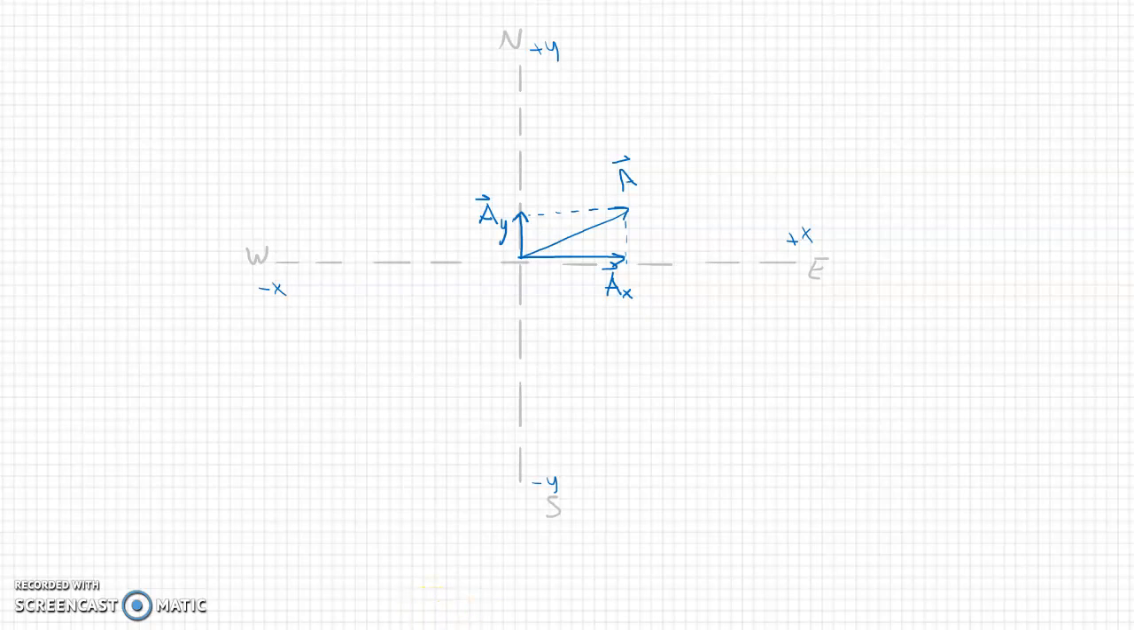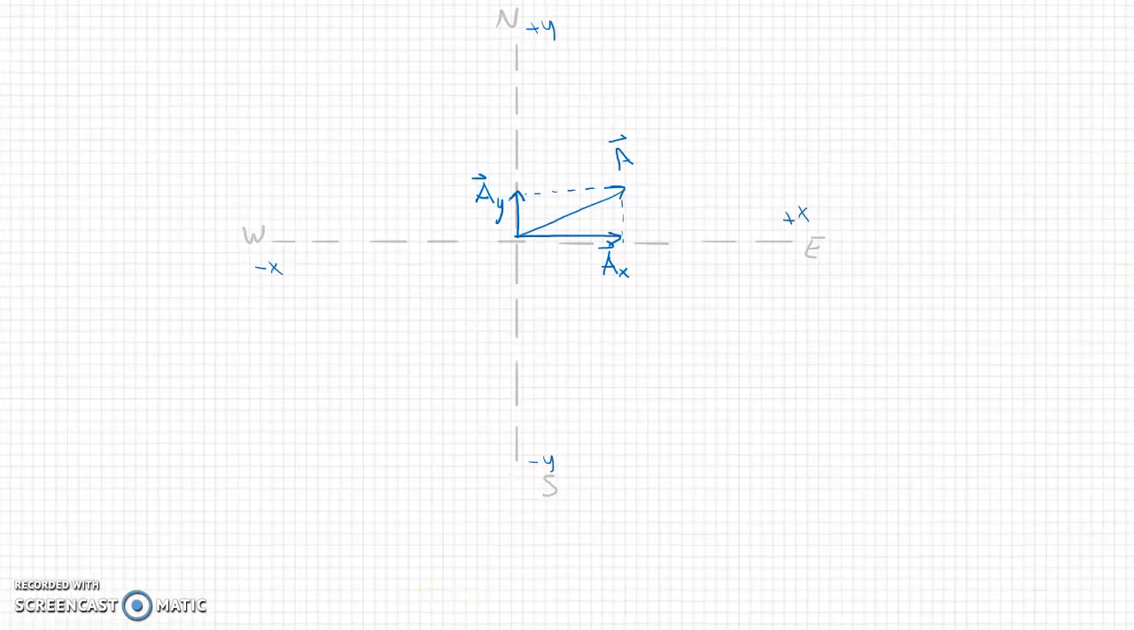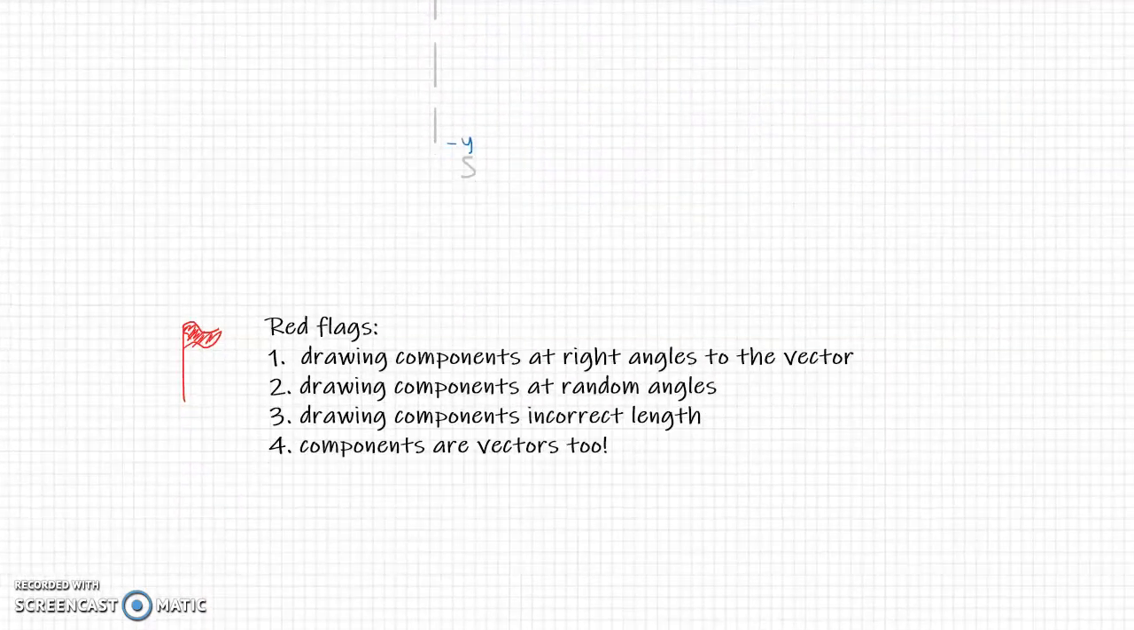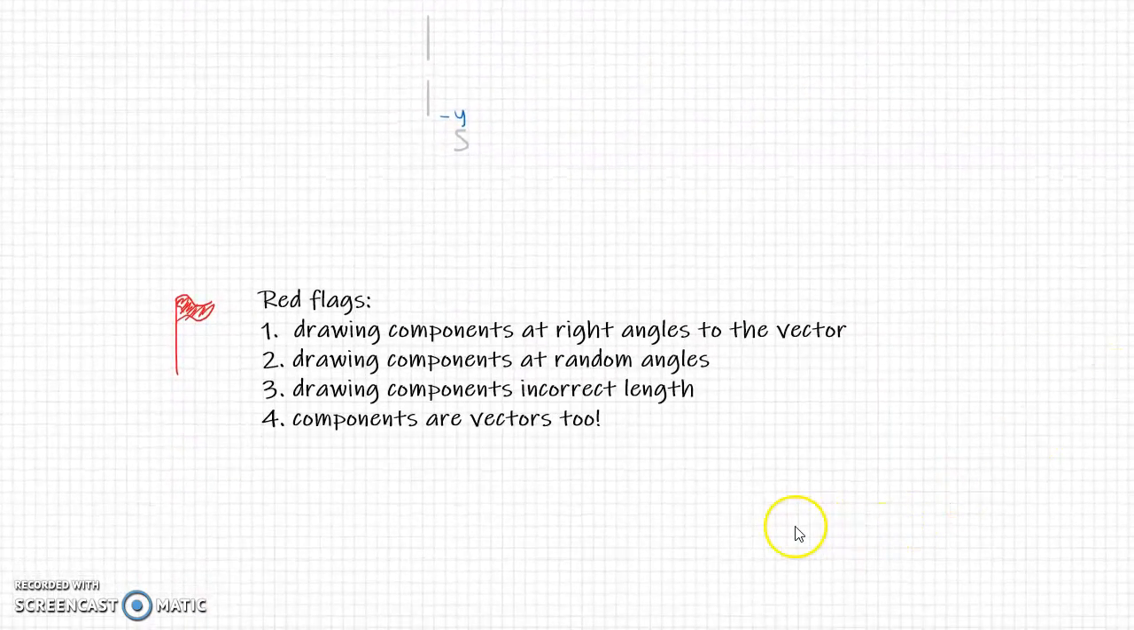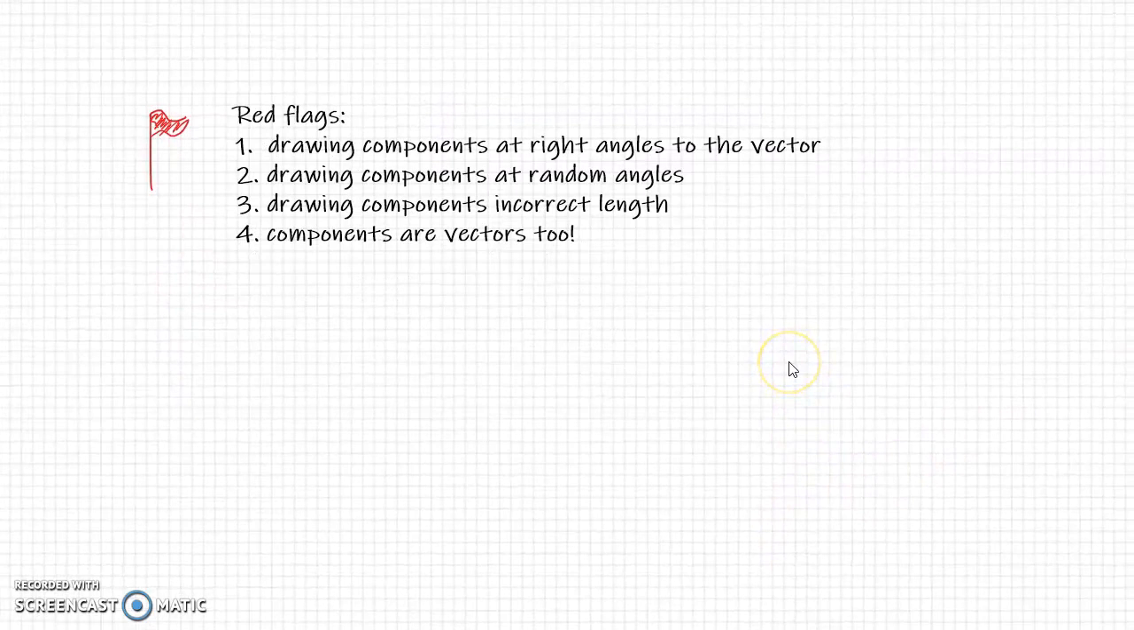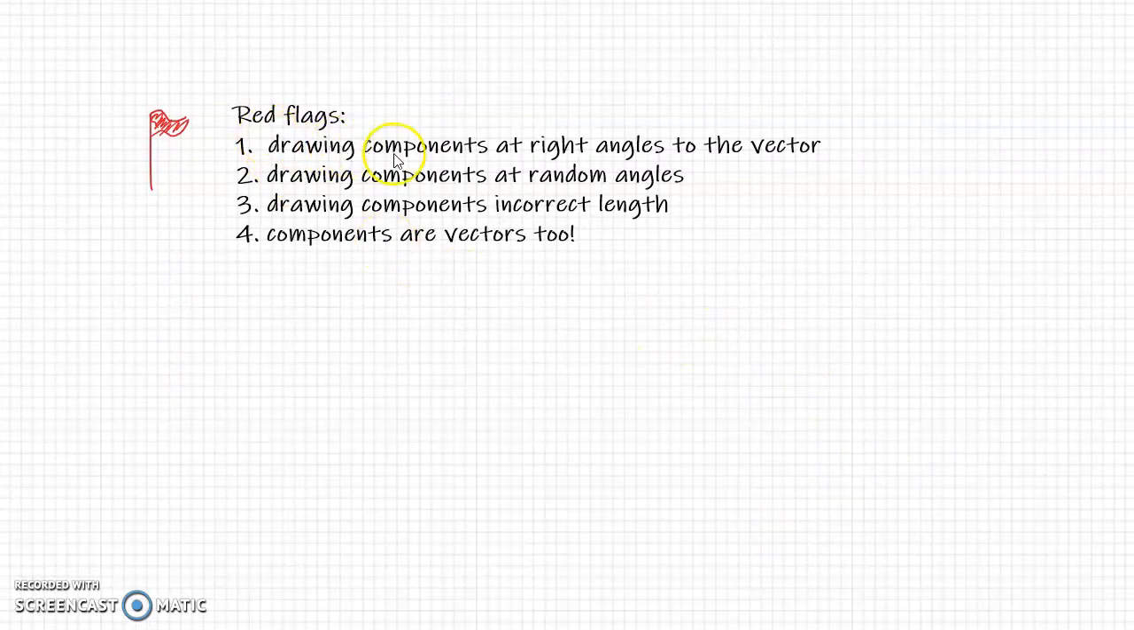Now, a couple little details that I want to point out. When you're drawing these components, there are some red flags that I'd like you to look out for. The first red flag is drawing the components at right angles to the vector. That's a big no-no. Let me show you what I'm talking about.